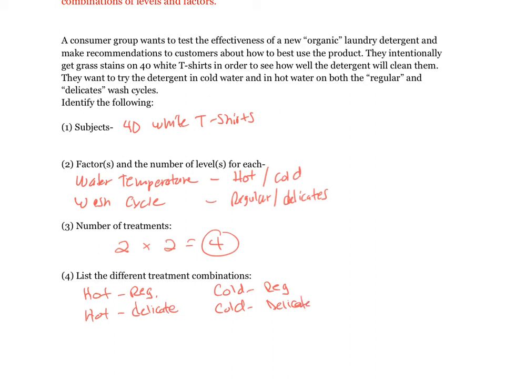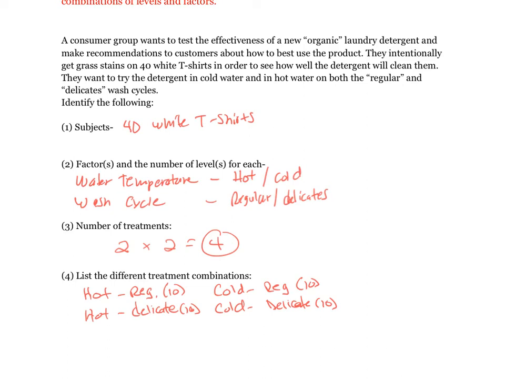Okay, and then we would choose 10 t-shirts to go in each treatment group. So we choose 10 here, 10 here, 10 here, and 10 here. And we would randomly assign the t-shirts to those different groups, and we'll talk about how to do that in our next lesson. But we put 10 t-shirts in each group. Then we'd wash the t-shirts under each condition. And then at the end, we would inspect the shirts and see which shirts got the cleanest.